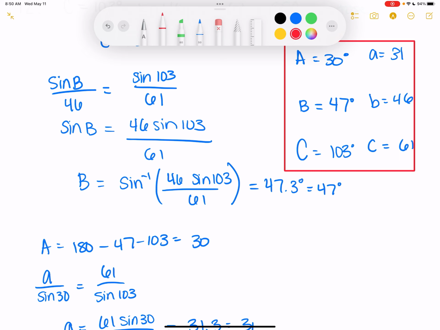Good job, easy. The hardest part is figuring out which one you're getting. It only gets really hard when you start having the cosine one. Law of cosines. That's next section. Yeah, that's when it starts getting aggressively hard.